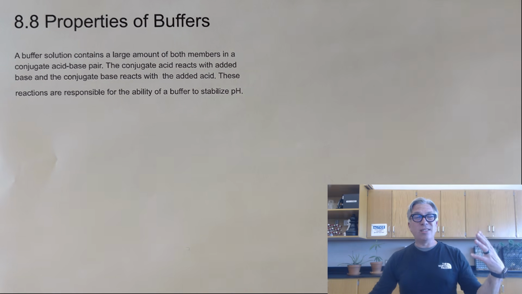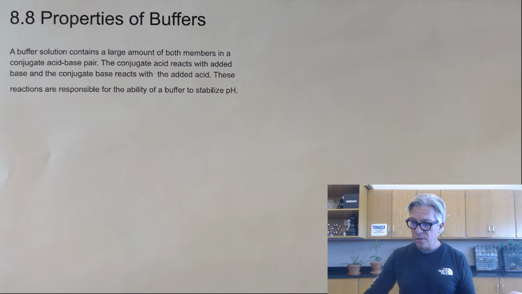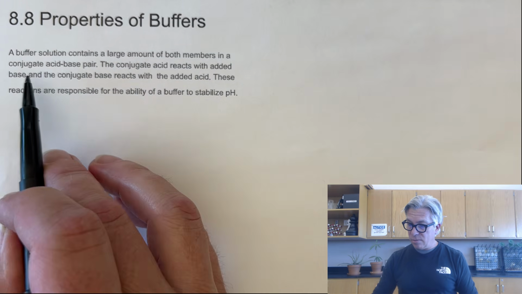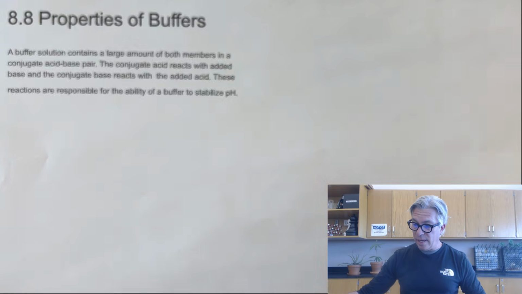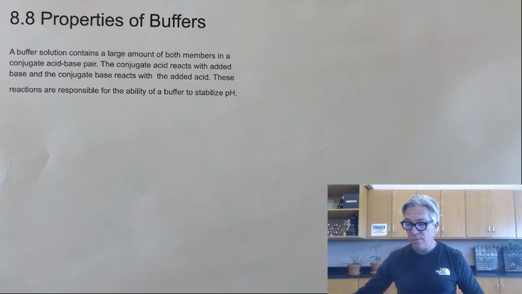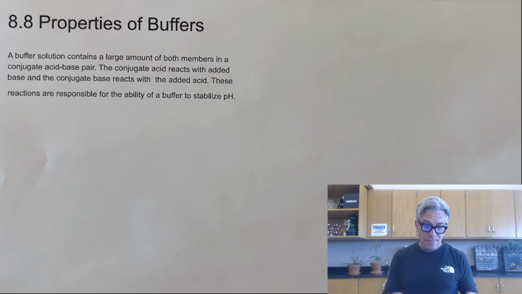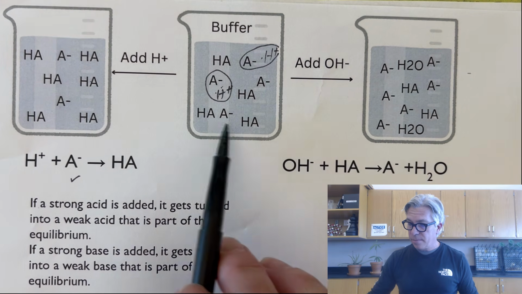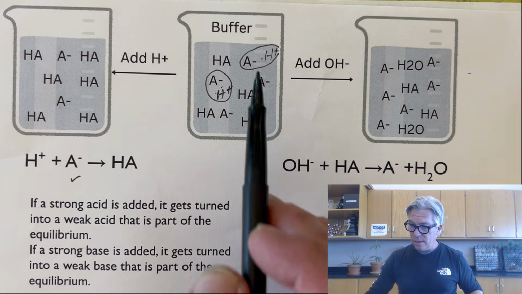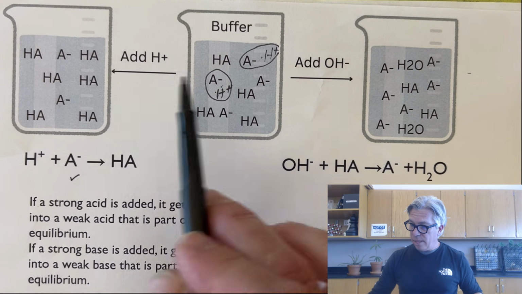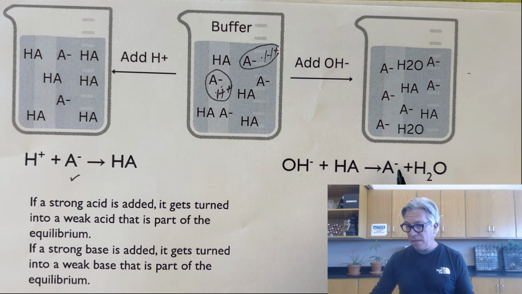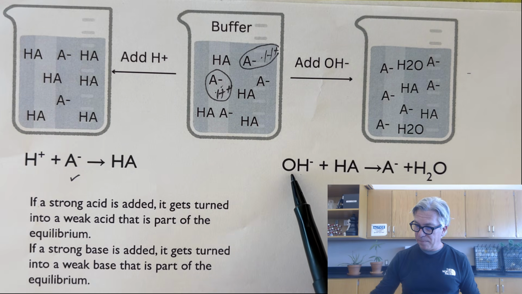Properties of buffers. This goes back to the general ideas about buffers. A buffer solution contains a large amount of both members in the conjugate acid-base pair. The conjugate acid reacts with the added base, and the conjugate base reacts with the added acid. These reactions are responsible for the ability of a buffer to restabilize the pH. And that goes back to the diagrams that I made and showed to you earlier, where you have a buffer with some of both in it, and then you add acid, it makes more of the HA, or you add base, and it neutralizes some of the HA to make more of its conjugate base, effectively turning a strong base into a weak base. That's part of the equilibrium.